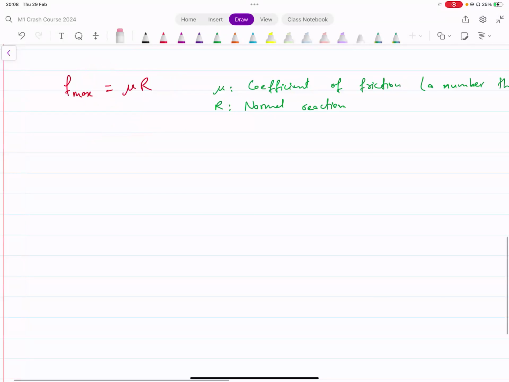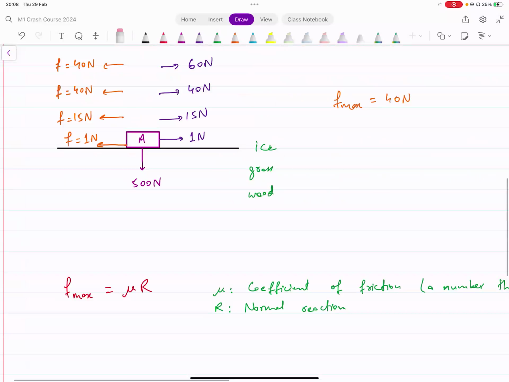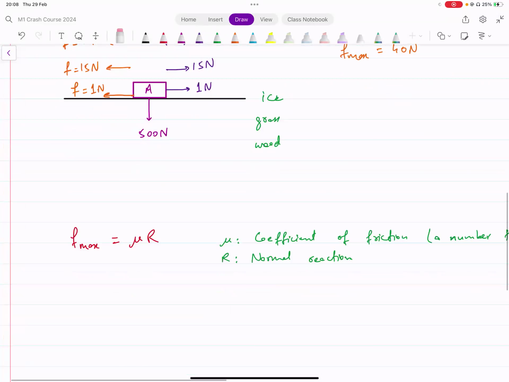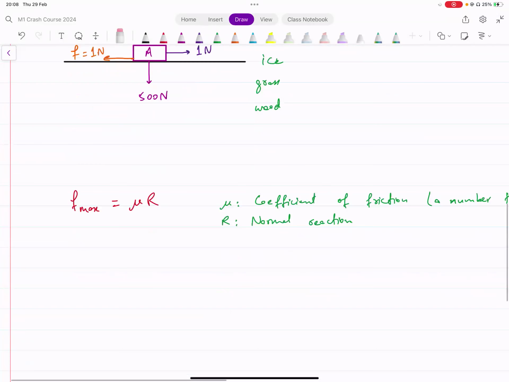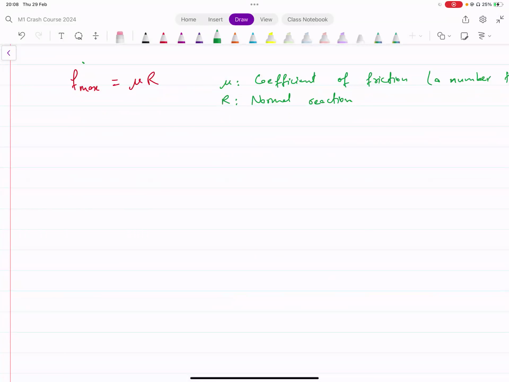It quantifies the roughness of the two surfaces, in fact, the surface and the object, both of them. It quantifies their roughness together. So if mu is higher, F max is also going to be higher. The other thing that this maximum value of friction depends on is reaction. Now, how does that make sense? Why does it depend on reaction? Let's try to understand that as well.